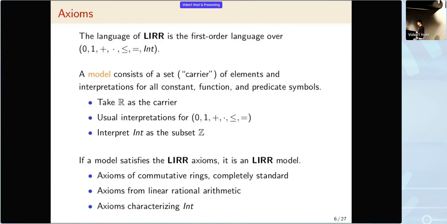We have three groups of axioms. The first group are the axioms of commutative rings, and these are completely standard. We have a subset of axioms from linear rational arithmetic, and we have some axioms that characterize what integers are. As I go through the axioms, it is useful to keep the set of real numbers and the subset of integers in mind. You will find that they satisfy all the axioms, and it is what we call the standard model.